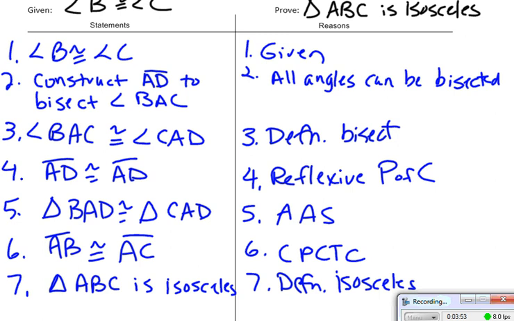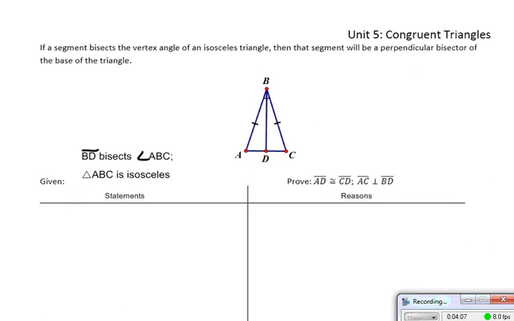Take a look at the proof, compare it to yours, and make any adjustments necessary. Hopefully you caught that this time we used AAS because we had that second pair of angles rather than sides. Let's move on to the next proof.